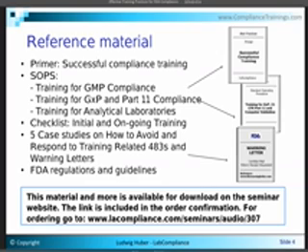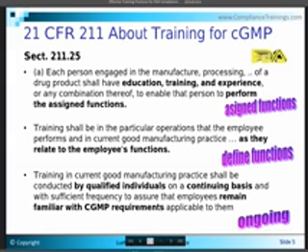For example, there is a primer, which is about 22 pages long, very detailed on successful compliance training. I also have a couple of SOPs. I have a training for GMP compliance, training for GXP and Part 11 compliance, and there is another SOP specifically for training on analytical laboratories. There is also a checklist, and also there are 5 case studies on how to avoid and respond to training related 483s and also to warning letters, and there are also links to FDA regulations and guidelines.